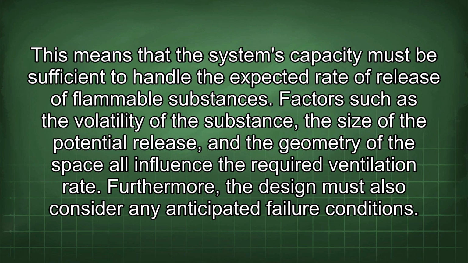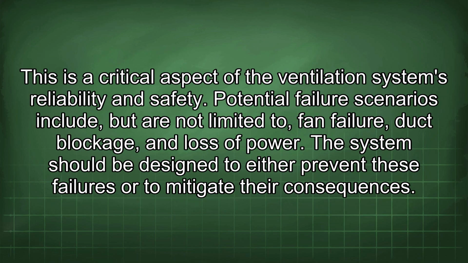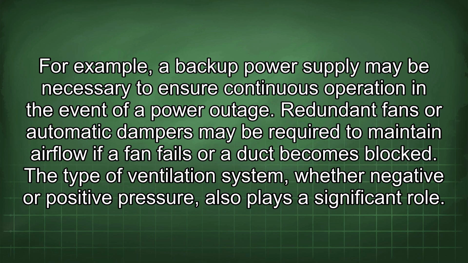Furthermore, the design must also consider any anticipated failure conditions. This is a critical aspect of the ventilation system's reliability and safety. Potential failure scenarios include, but are not limited to, fan failure, duct blockage, and loss of power. The system should be designed to either prevent these failures or to mitigate their consequences. For example, a backup power supply may be necessary to ensure continuous operation in the event of a power outage. Redundant fans or automatic dampers may be required to maintain airflow if a fan fails or a duct becomes blocked.